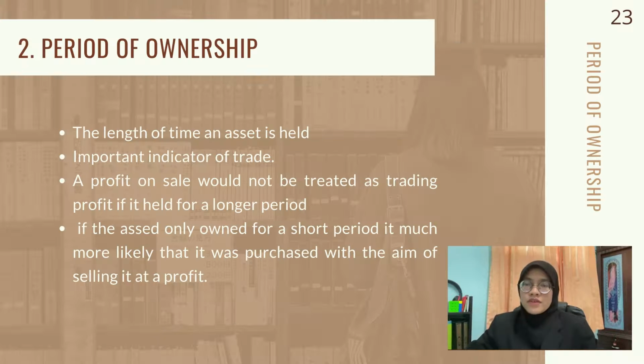The second is period of ownership. Period of ownership refers to the length of time an asset is held. The length of time an asset is held is an important indicator of trade. A profit on sale will not be treated as trading if the asset is held for a longer time. However, if the asset is only owned for a short period, it is much more likely that it was purchased with the aim of selling it at a profit.